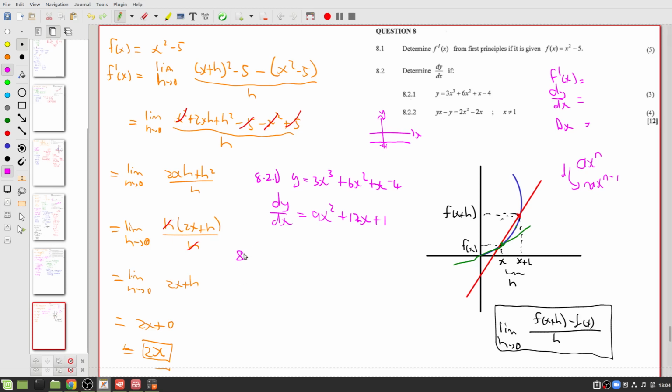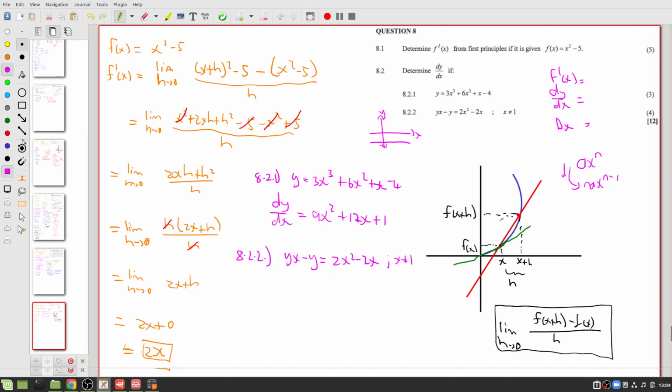Now let's do 8.2.2. Okay, yx minus y. Oh, this looks a little bit complicated. Let's see. Write down the equation first. So yx minus y equals 2x squared minus 2x. Okay, and obviously this is for x not equal to 1, because if x is 1, what happens then?